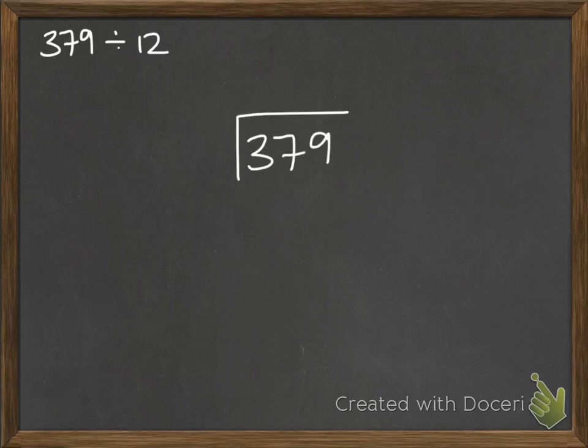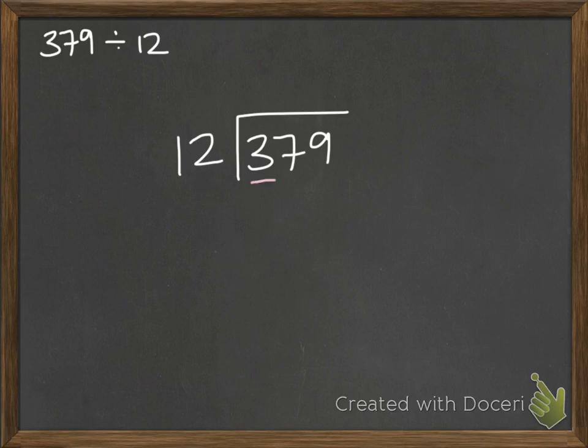Let's say we have 379 divided by 12. We'll go a little bigger this time. We're dividing 2 digits instead of just 1. Okay, no big deal. We do it the exact same way. So I'm going to go 379. I'm going to put that under the division symbol. I'm going to put the 12 right here. Okay. Now, I'm going to do it the exact same way that I did before.